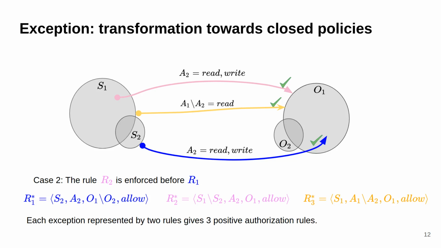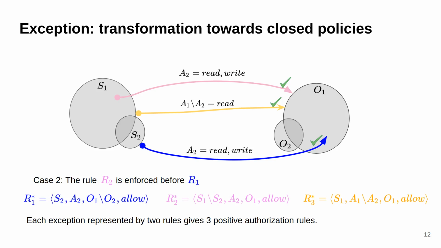We formally proved that in the worst case, A1 different from A2, O1 different from O2, S1 different from S2, each exception will be rewritten in three positive authorization rules. So, for each transformation of an exception, new positive authorization rules are added to the closed policy.